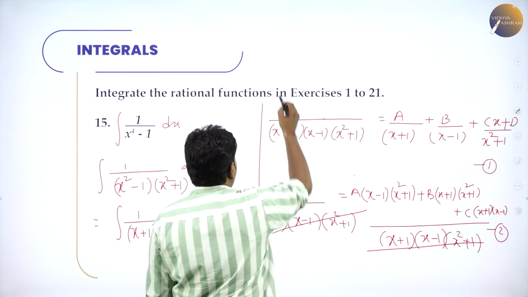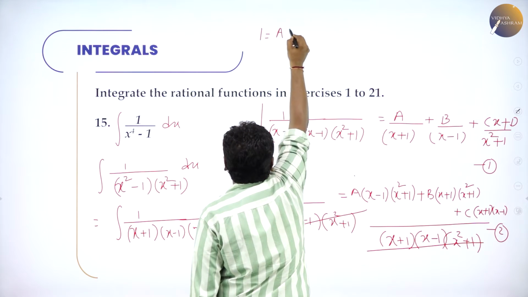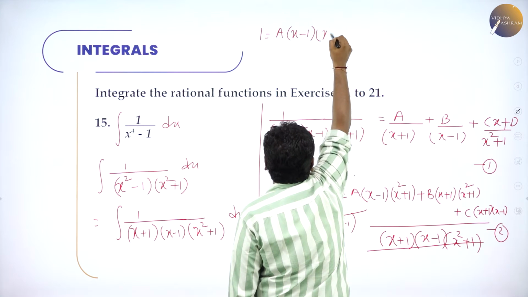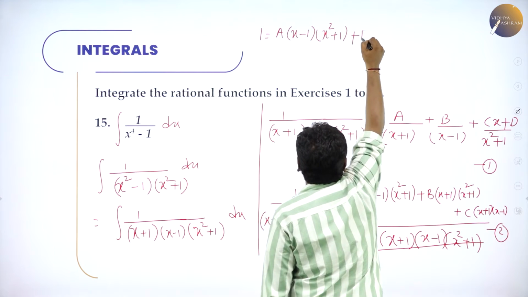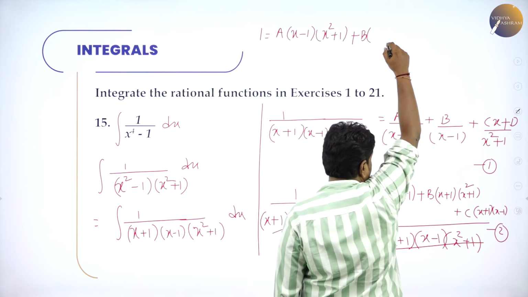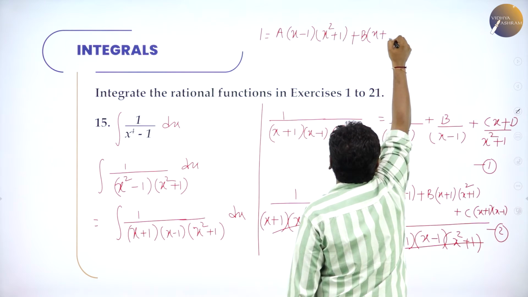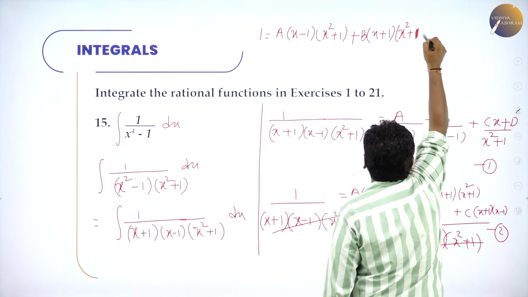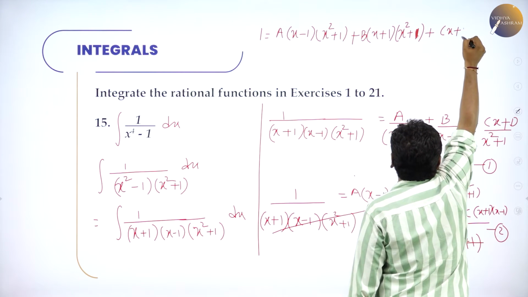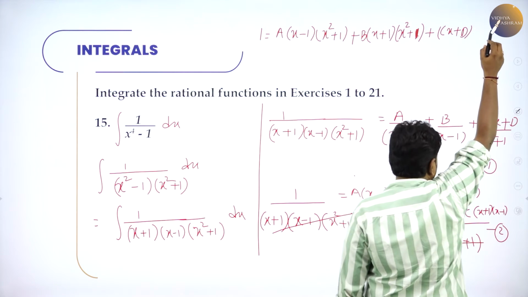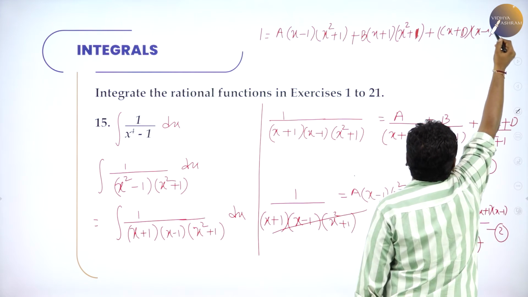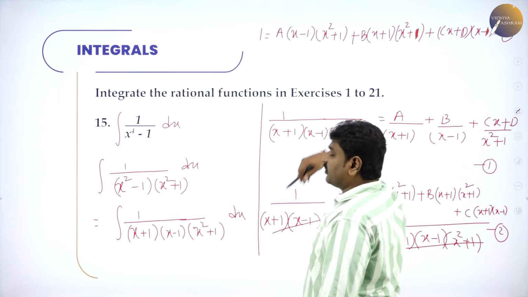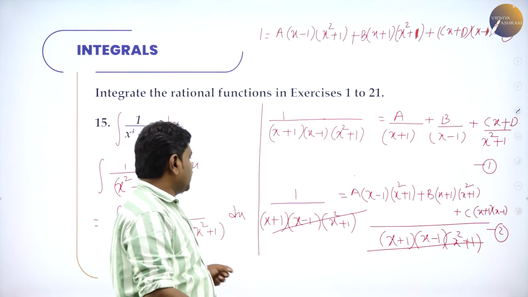Now the denominators cancel and we equate numerators. When you equate numerators, 1 is equal to a into x minus 1 into x square plus 1, plus b into x plus 1 into x square plus 1, plus cx plus d into x minus 1. We call this equation 2. Now at a time, one factor you equate to 0. First I'll equate the first factor to 0.